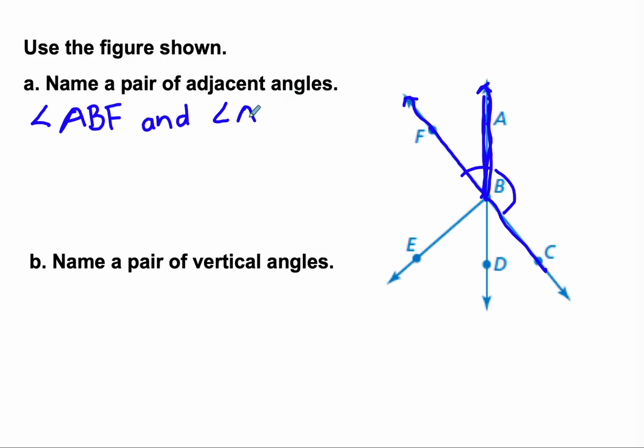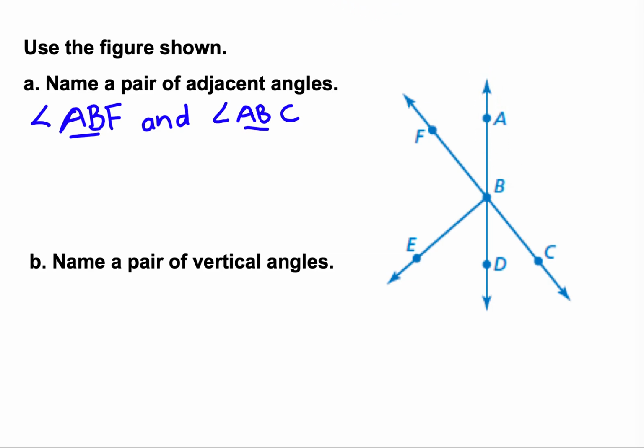On your adjacent angles, 2 of the 3 letters are going to be the same. It doesn't have to be the first 2. I chose it to be the first 2, but it doesn't have to be the first 2. So those are going to be adjacent angles. They share that common side. All right, now we're going to do a pair of vertical angles. Vertical angles, remember, are made with the same 2 lines, but they don't touch. They're across from each other.